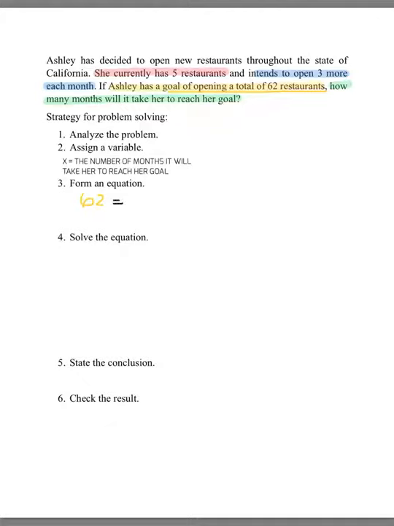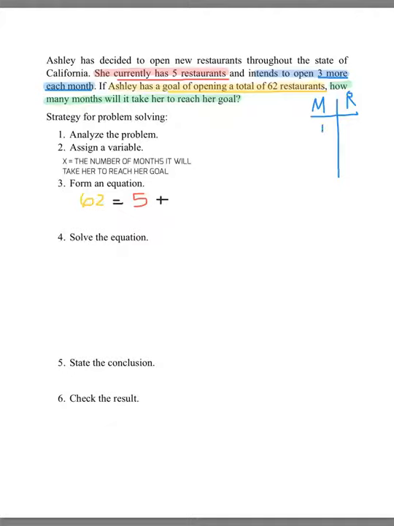Well, we know she already has 5 restaurants. So she already has 5. So she needs a few more remaining. Now what's going to follow is going to be the remaining restaurants. And how we're going to do that depends on what other information is given. We know she intends to open 3 more each month. So let's go ahead and do a little table. We'll do M for month, and we'll do R for number of corresponding restaurants.